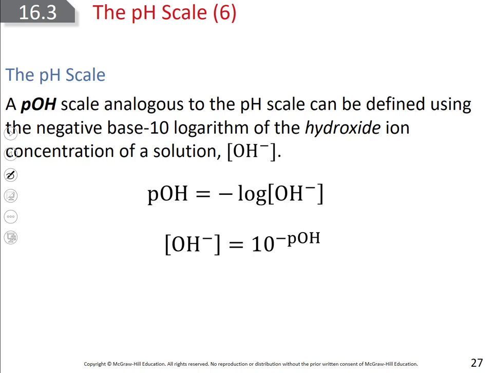So if pH is the negative log of hydrogen, then pOH is the negative log of hydroxide. And likewise, we could inverse that equation and find the concentration of hydroxide is equal to 10 to the negative pOH. So these are both on page 726. So how would finding the pOH help us find the pH?